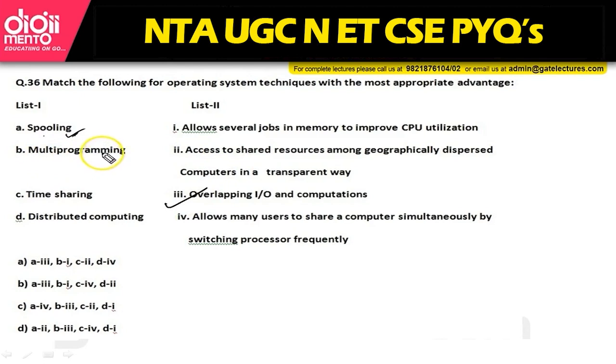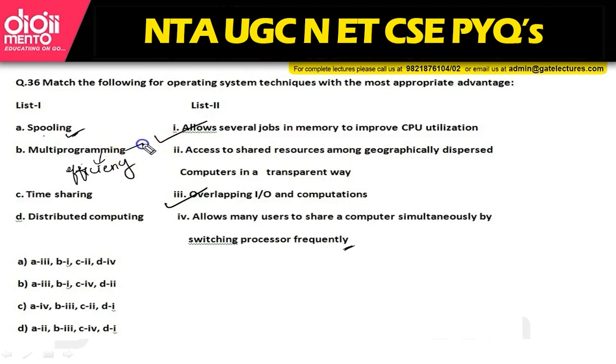Now next one is multi-programming. We know why we do multi-programming: to increase the efficiency of our CPU. It deals with the efficiency. So let's read out the options. The first option says allow several jobs in the memory to improve CPU utilization. I think it matches best with this. Let's read out the others. Access to shared resources among geographically dispersed computers in a transparent manner. No, this is not. And the fourth one says allows many users to share a computer simultaneously by switching processors frequently. No, this is not. This is time sharing.